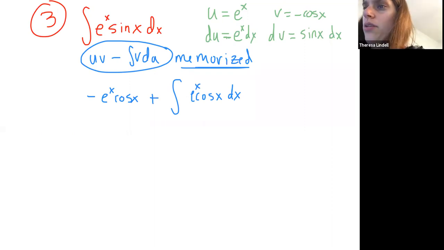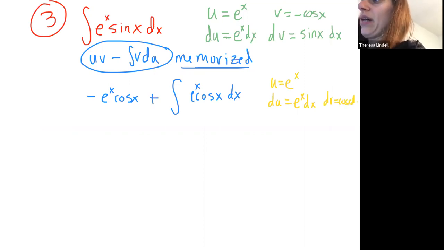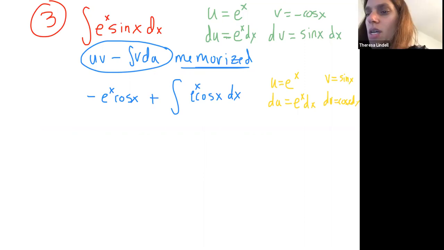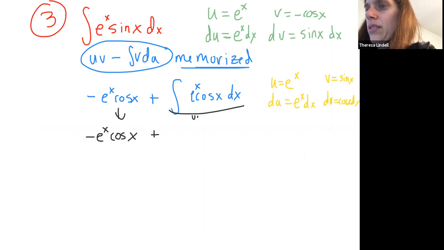And then I'm going to do the exact same thing, make my u e to the x. We're just going to do the same process one more time. The only thing is that this time dv is cosine x. So what's backwards from cosine? Sine. Nice. So then what we're going to do is say, okay, the negative e to the x cosine x stays the same. But this thing becomes this guy's uv minus integral of v du.